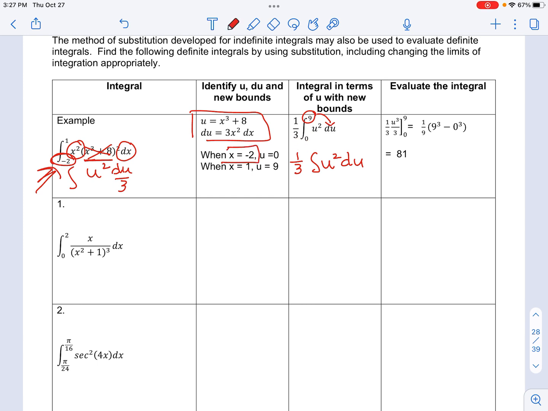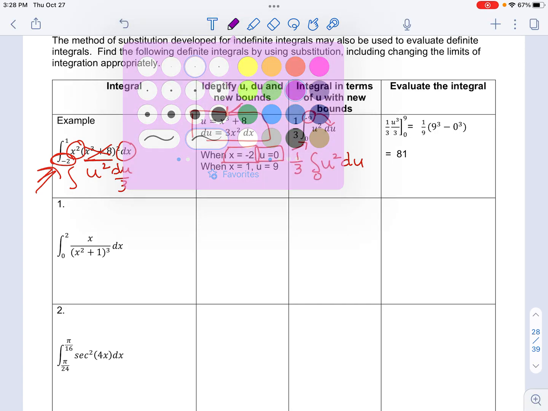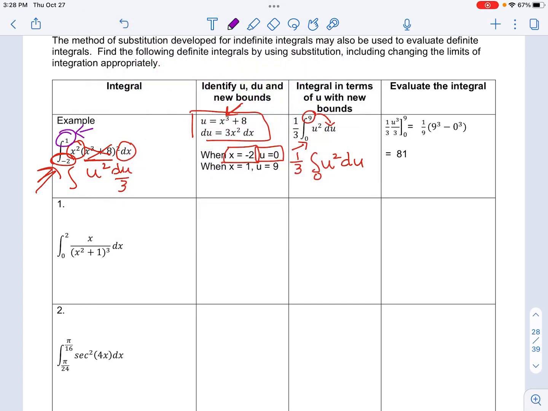So when x is -2, if I plug in -2 there, -8 plus 8 gives me this new u bound of 0. That's how I get to the 0 here. And then the upper bound, notice here, was x equals 1. So when x equals 1, if I plug in 1 here, 1 plus 8 is 9, so there's my new upper bound of 9. So that's how I get my new bounds.